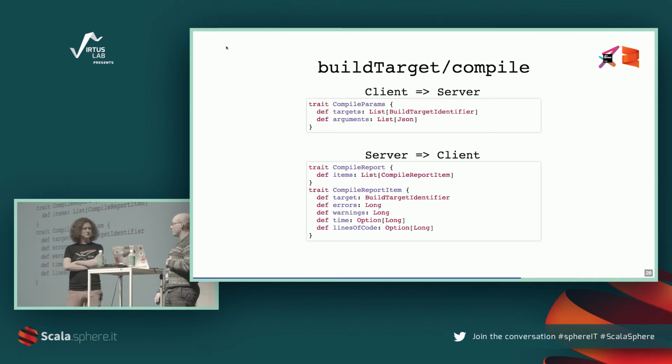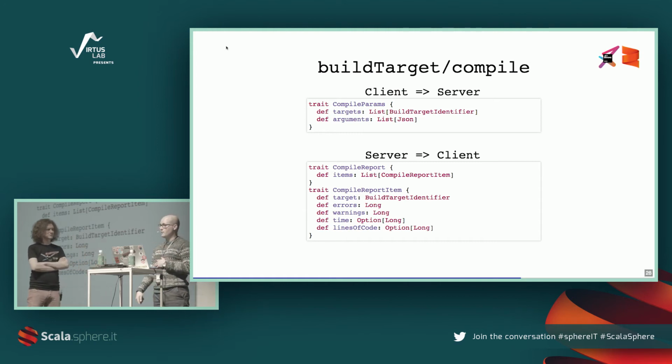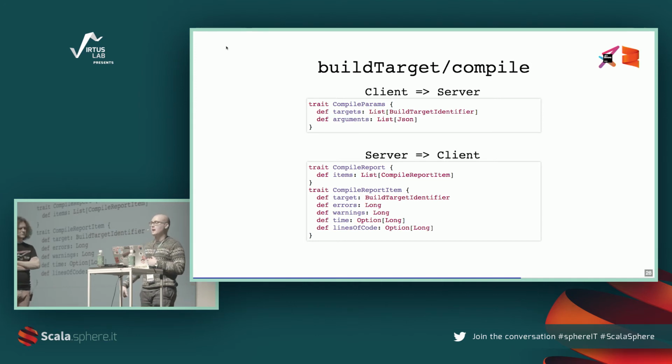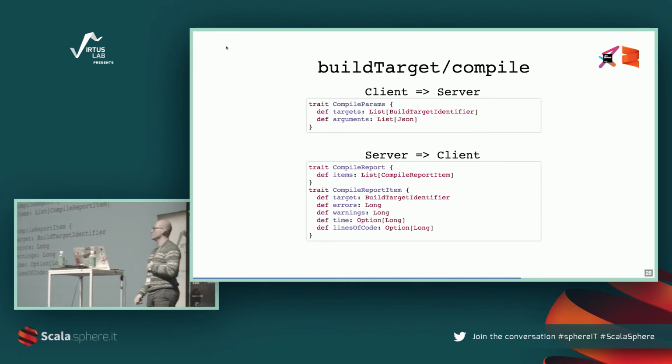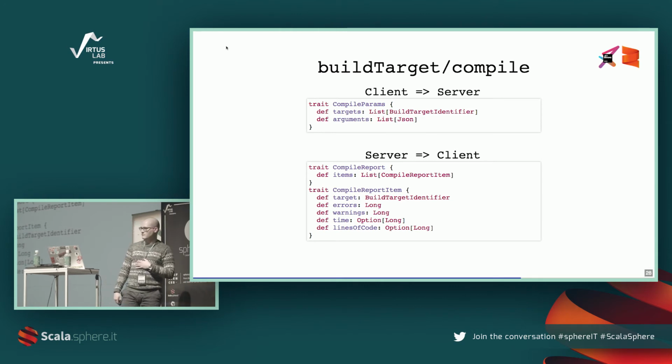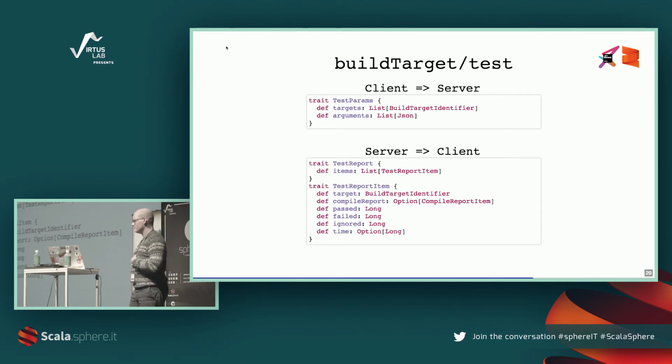I, as a server, what I give you is a compile report item. A compile report item has a build target identifier to know where that compile report item maps to, and then it has information like errors, warnings, time it took, that's optional, and then lines of code. That's optional as well. That's great, but I want to do more than send a request, show a spinner, and wait for your compile report. I need to know where the error is so I can tell the user, go here to fix your error.